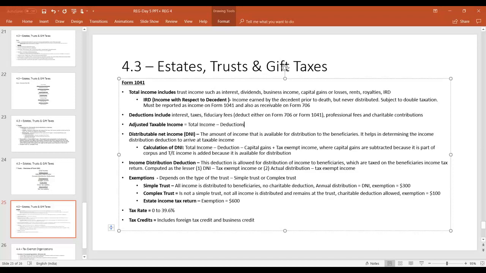So, for example, say Mr. X owns an apartment building and a restaurant in an estate, right? So now this has been valued.